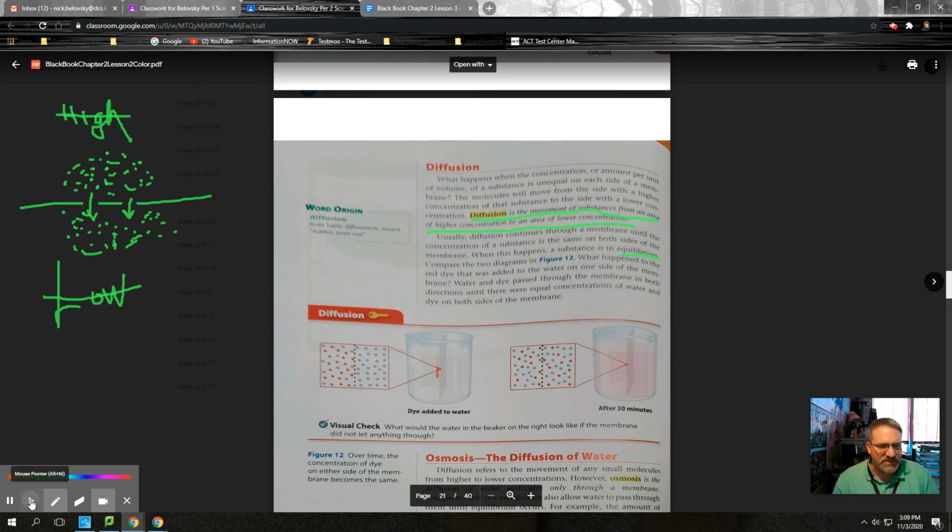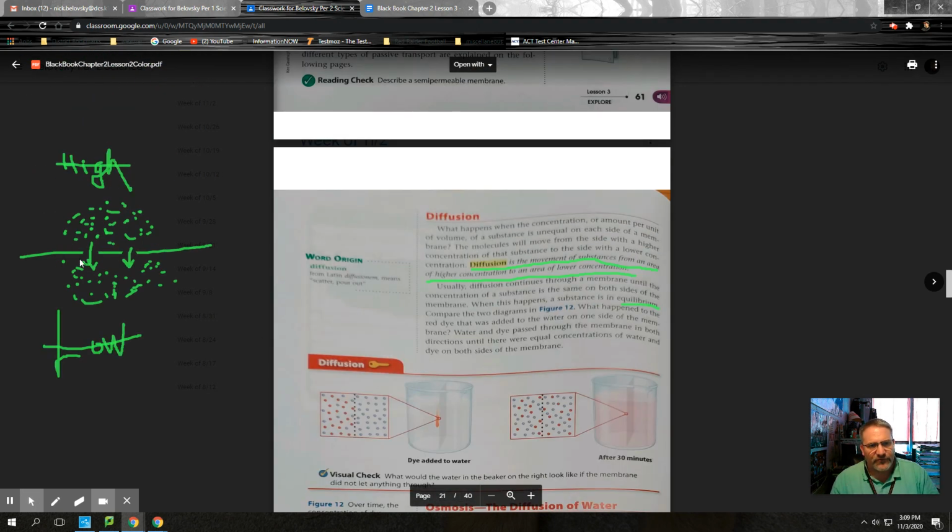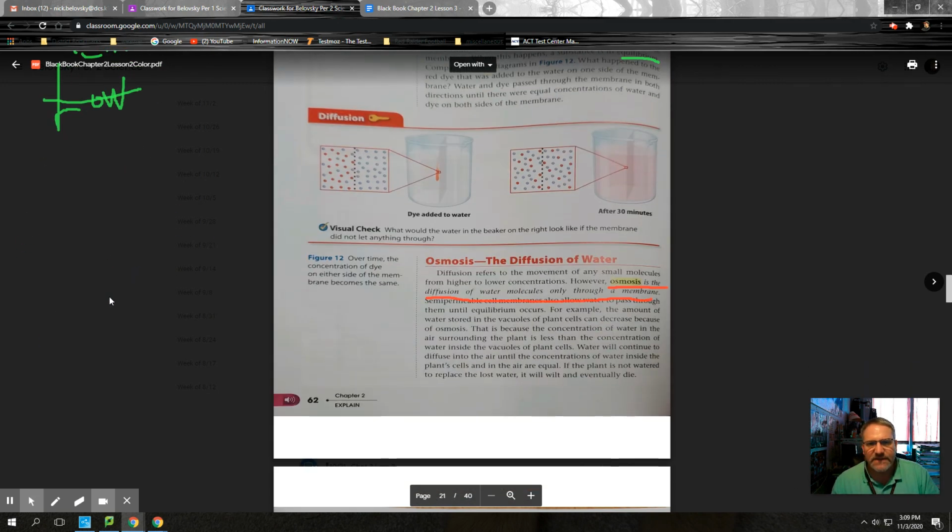All right. Next word is osmosis. Osmosis is right here. Osmosis is the diffusion of water molecules only through a membrane. So what's going on in these pictures that I drew right here occurs with everything except for water. When you start getting water moving through a semi-permeable membrane, that is called osmosis then.